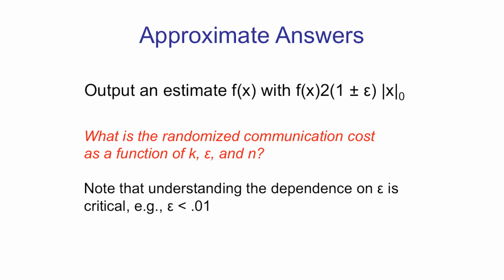I do want to note that here it's important to understand the dependence on epsilon. As in a lot of streaming works, people study this. If epsilon is 1% and the dependence is 1 over epsilon squared, that's a lot worse than if the dependence were 1 over epsilon.